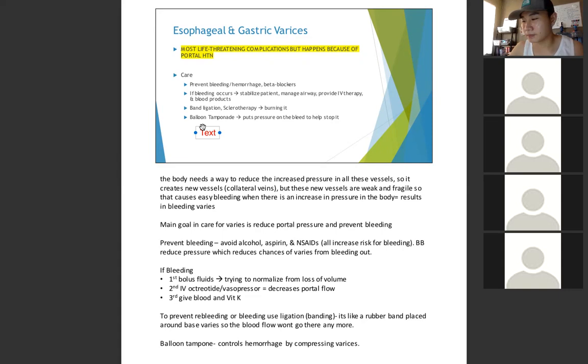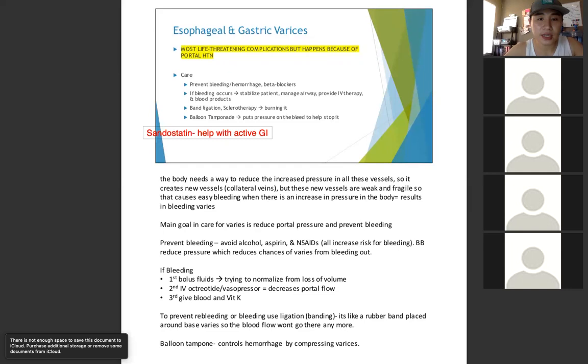please give me 1 second, is the Sandostatin. Sandostatin is the medication that helps with active GI bleeding. It helps constrict the blood vessels.